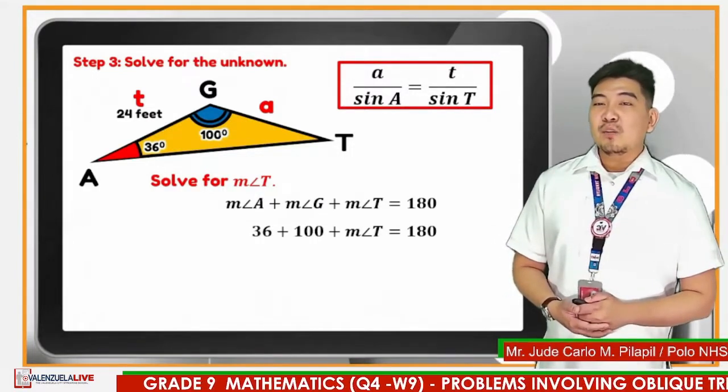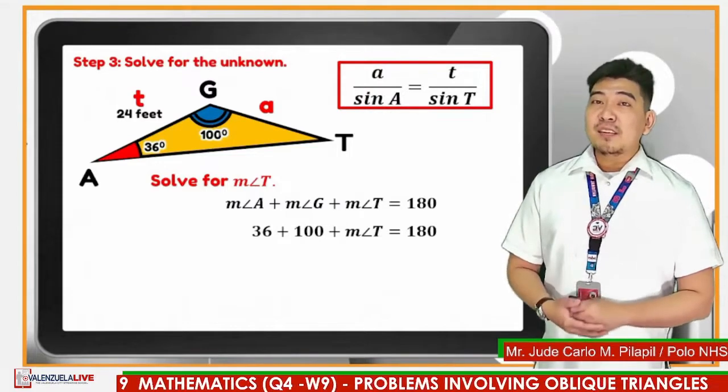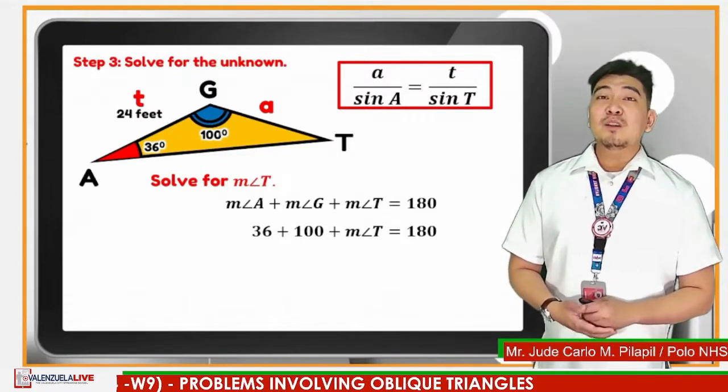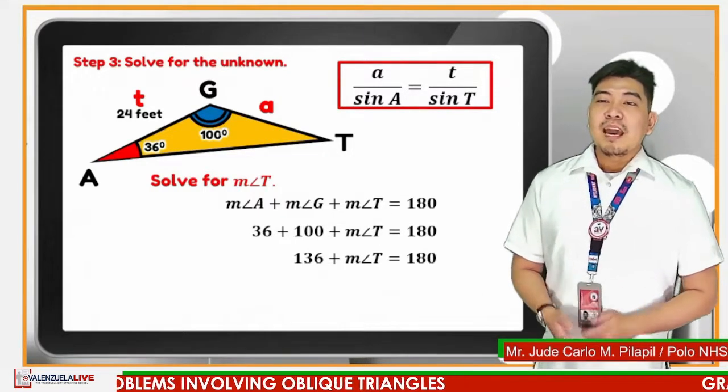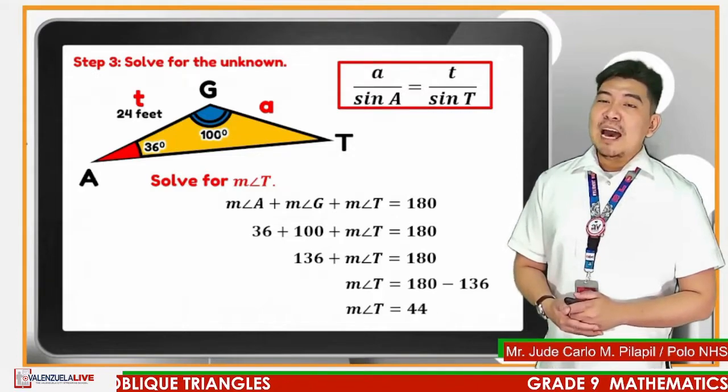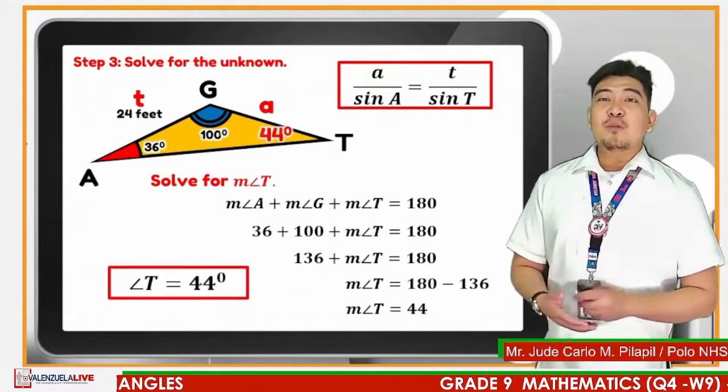Substituting the values to the equation, we obtain 36 plus 100 plus the measure of angle T is equal to 180. And if we continue to simplify, we will obtain the measure of angle T, which is 44 degrees.